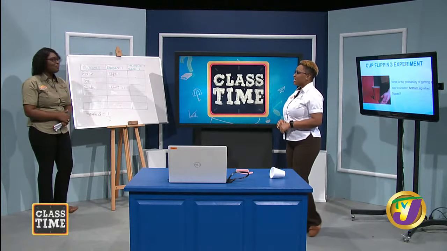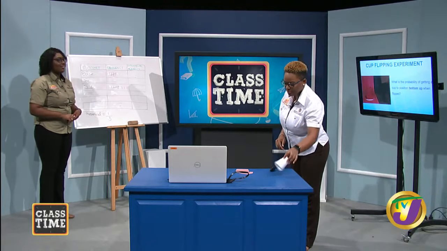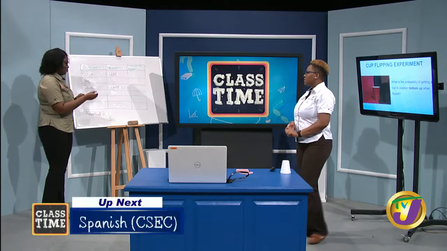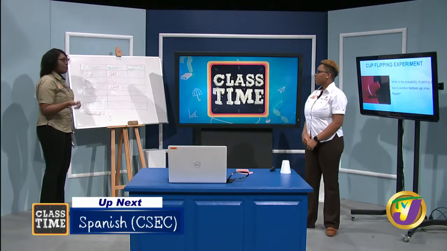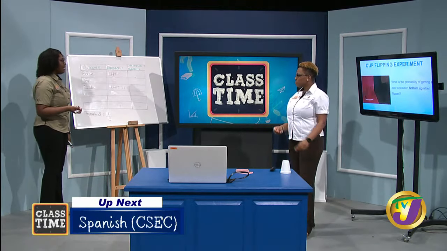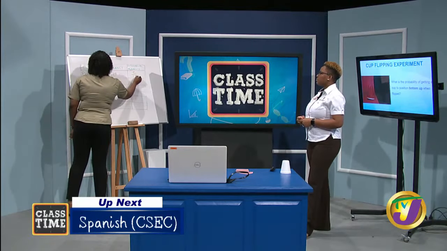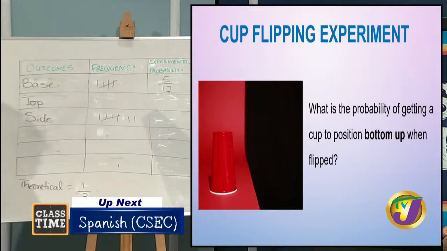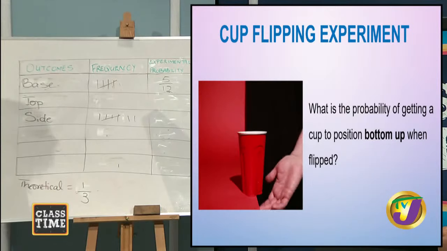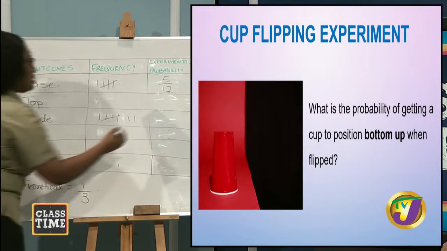Big up yourself. All right, so we did 12 tries. So let's see. For landing on the base, we got 5/12ths. For the cup landing on the side, we got 7/12ths.